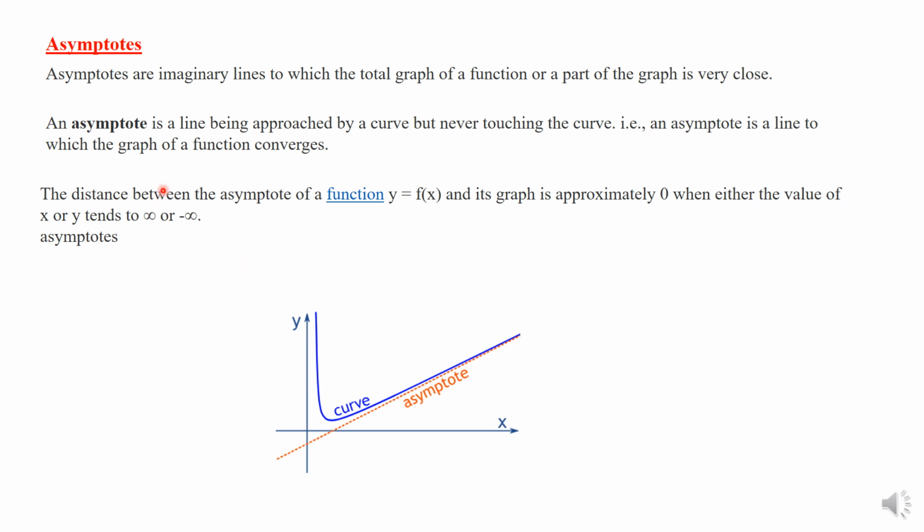So the asymptote is a line to which the graph of a function converges. The curve never touches the asymptote, but it approaches it. So the distance between the asymptote of a function and its graph is approximately 0 when either the value of x or y tends to plus or minus infinity.